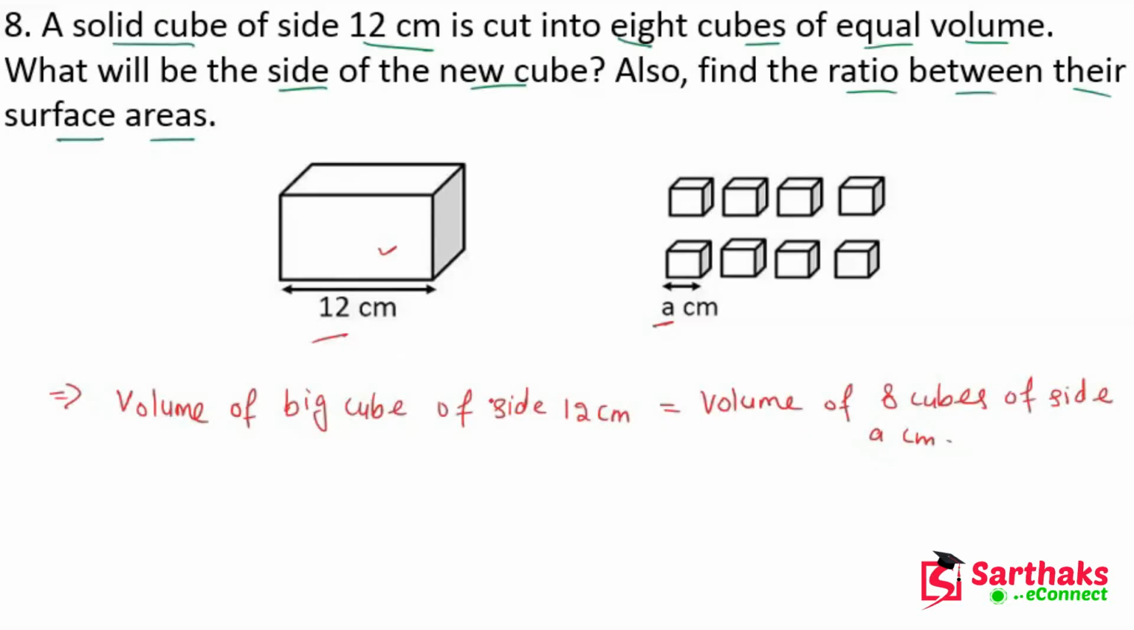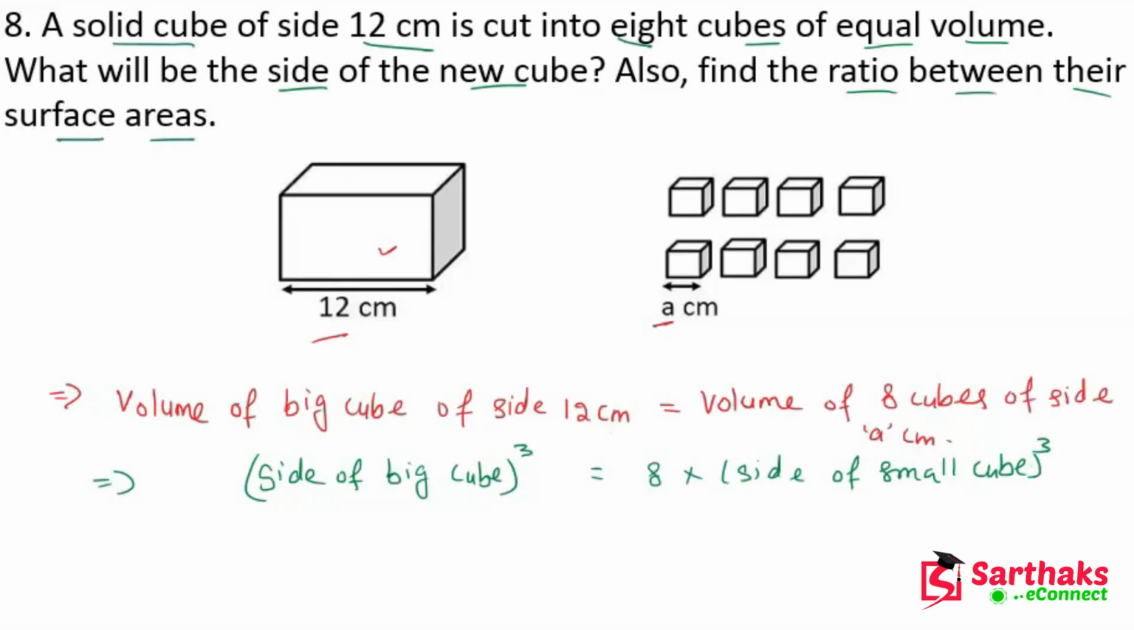Okay, got it? Now, the volume of the big cube is what? We know that this is a cube, so here is the side of the big cube, the whole cube, which equals 8 times the side of the small cube, whole cube. So this will become 12 cube equals 8 into a cube.